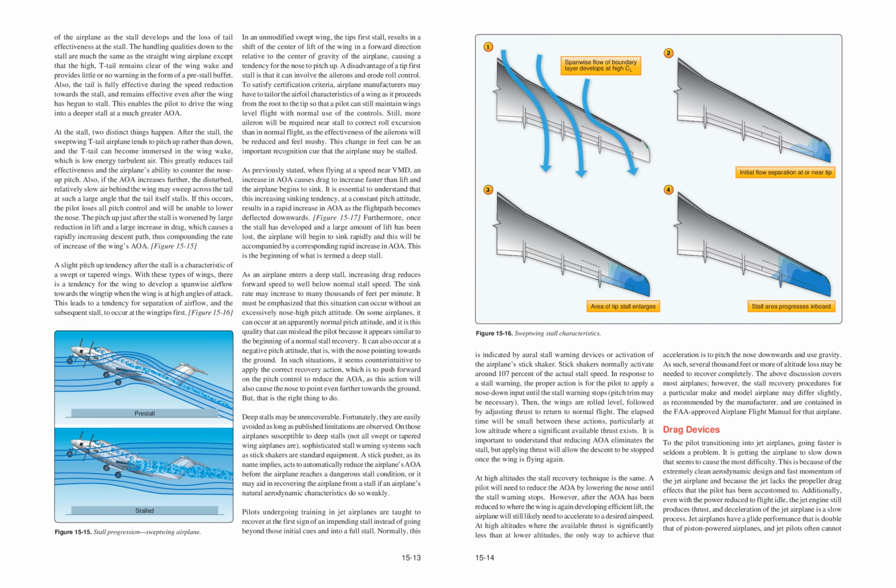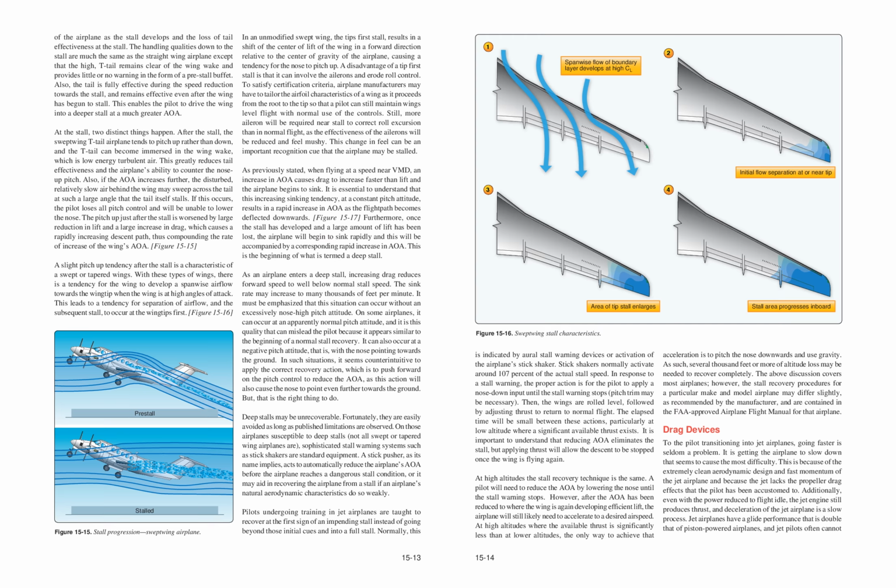The pitch up just after the stall is worsened by a large reduction in lift and a large increase in drag, which causes a rapidly increasing descent path, thus compounding the rate of increase of the wing's AOA. Figure 15-15. A slight pitch-up tendency after the stall is a characteristic of the swept or tapered wings.